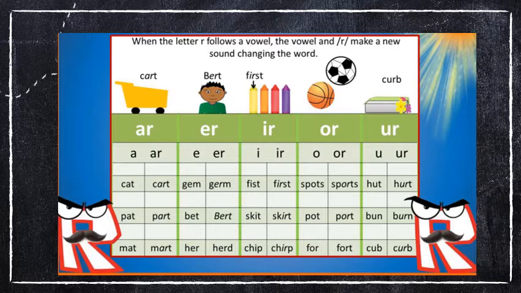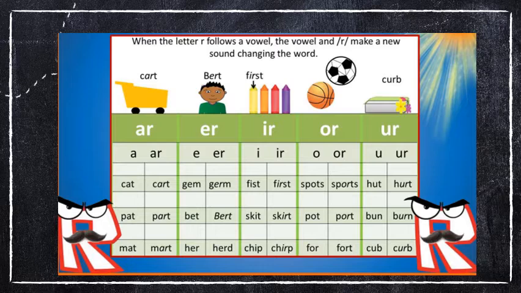For example, let's start with the AR. Cat. First of all, I have the vowel letter A in cat. When we add the R, it will become cart. Cat, cart. You see now how the sound changed? Pat. Now if we add R, it will become part. Pat, part. The third word, mat. When we add the letter R beside the vowel, it will become mart. So, cart, part, mart. Okay?